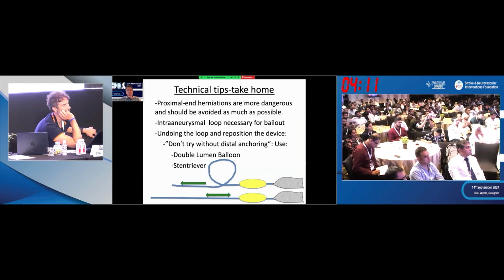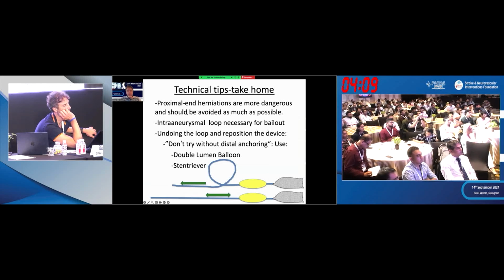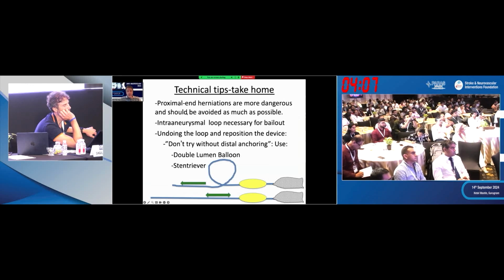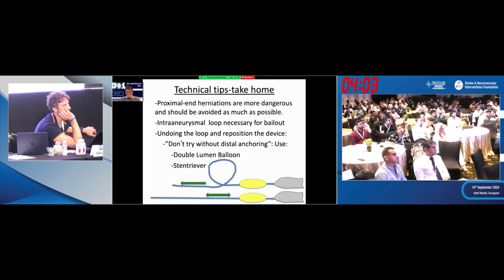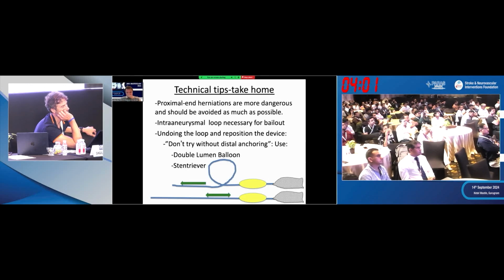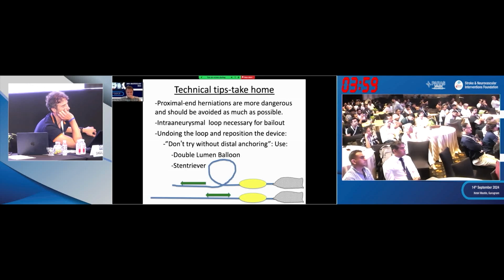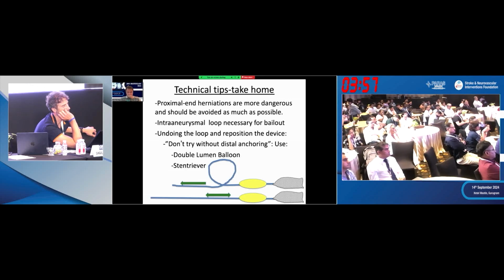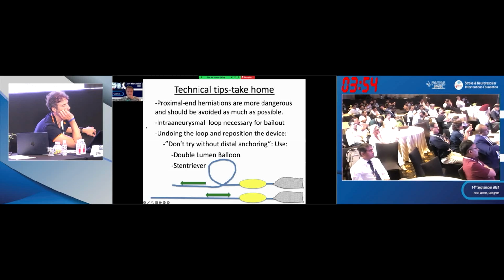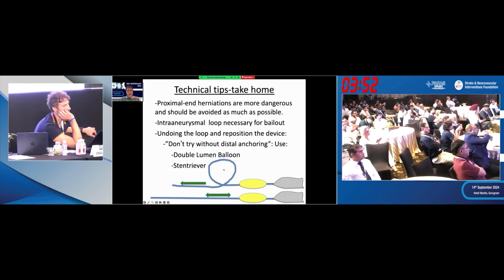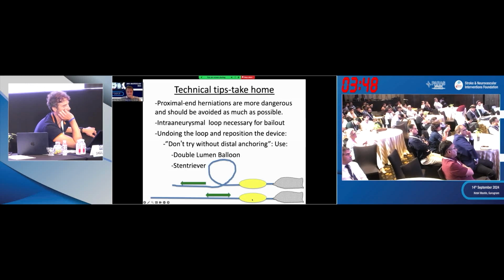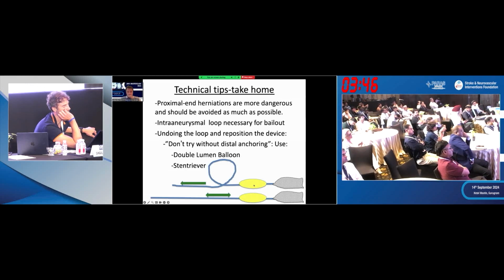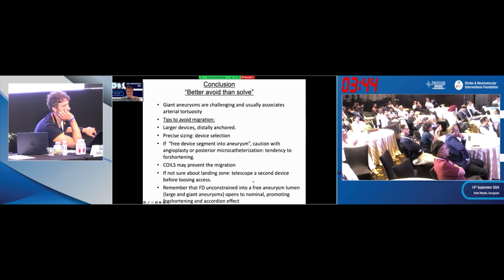So, technical tips to take home: proximal end herniation is more dangerous and should be avoided as much as possible. For bailout, intra-aneurysmal loops are always possible, so you need to be familiar with this type of maneuver. You need to know how to undo the loop. For undoing the loop, remember, you may use a double lumen balloon or a stent retriever, or a combination of both, so you have the two possibilities.